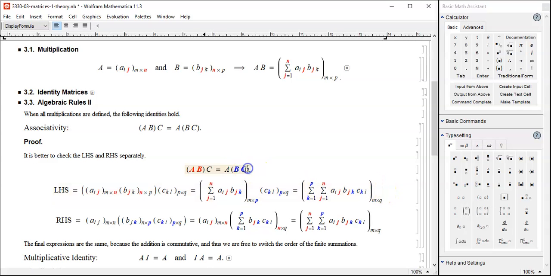Now how about the right-hand side? It's very similar, but we do blue computation first, BC first. So how are they calculated here? NP, PQ. So in the end we get NQ. Okay, that's the size. And the other half, JK, KL. And K's are common, so we have JL.